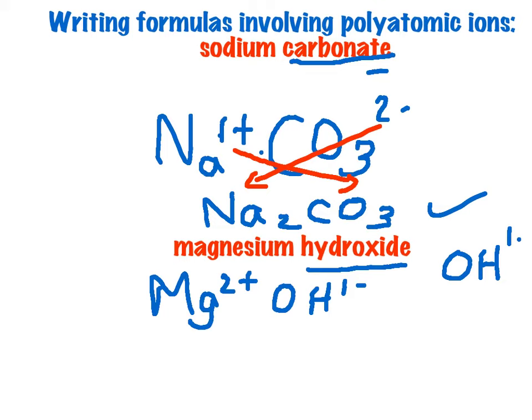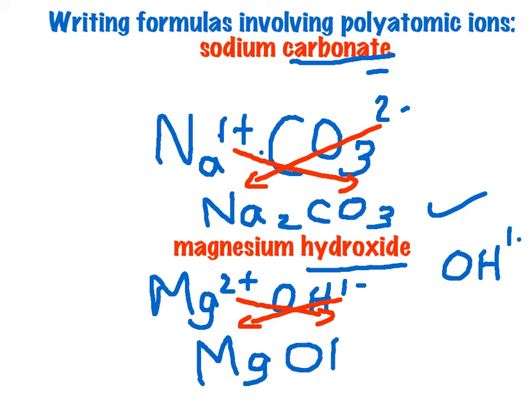So let me change colors here. Crisscrossing a 2 and a 1. After crisscrossing, we end up with Mg. We've got a 1 coming down, so I'm not going to write that in. OH, and we have a 2 coming down. Now, if you write your formula this way, I will have to mark it wrong.